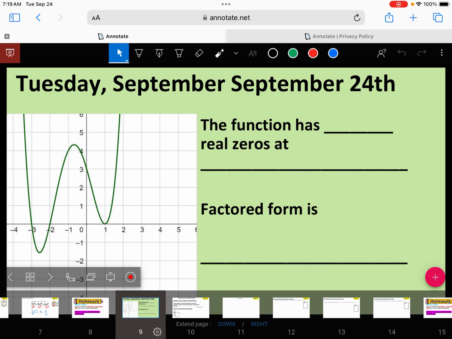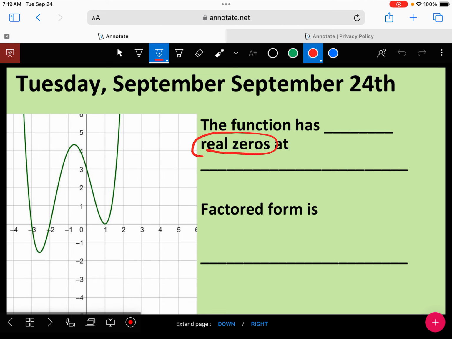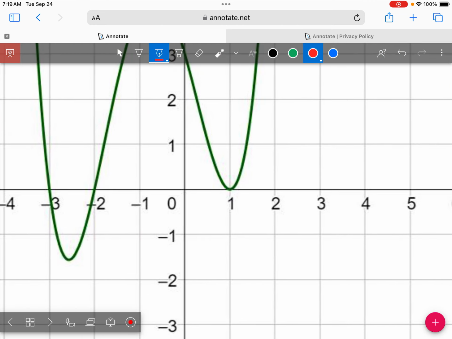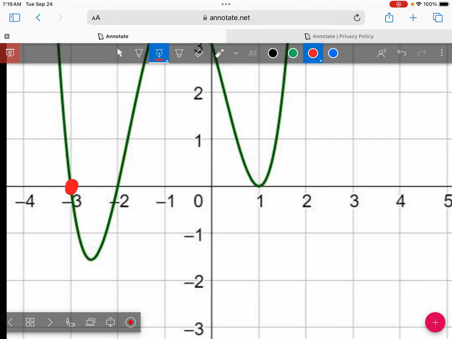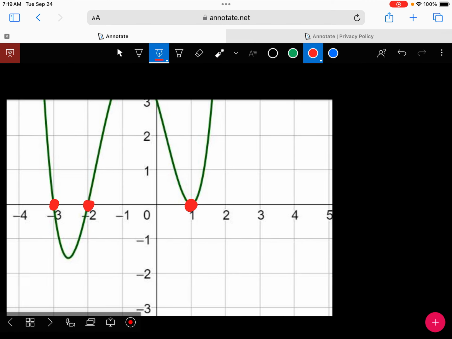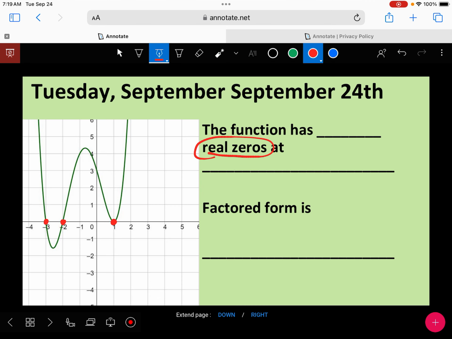So remember, a real zero is where it crosses or touches the x-axis. So if I zoom in here, notice we have an x-intercept in 3 places. Does everyone see that? So it's one at -3, -2, and +1. So it has 3 real zeros, and the real zeros are at (-3, 0), (-2, 0), and (+1, 0).